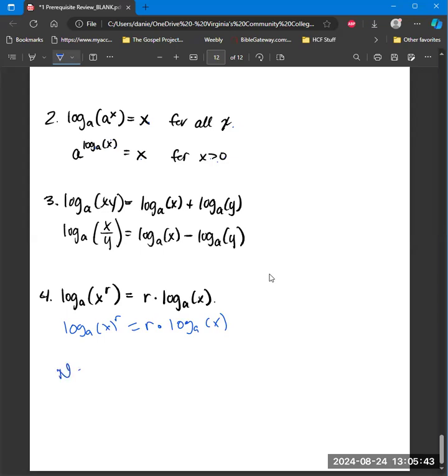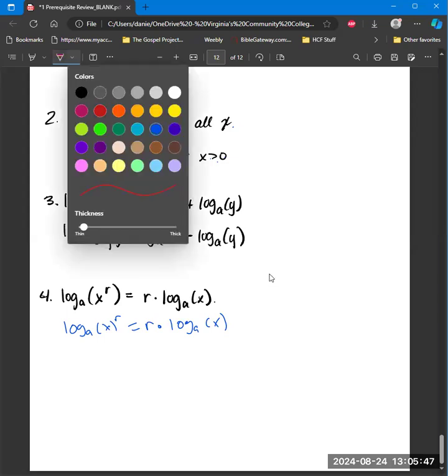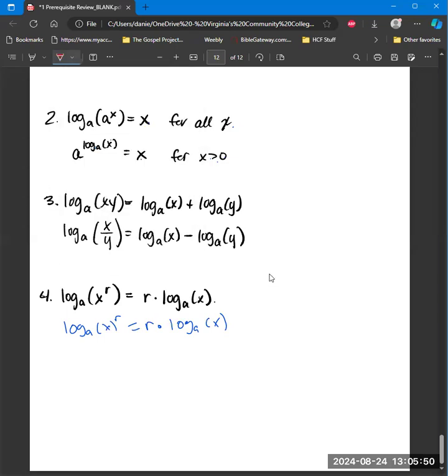Note here, very important note, that log base a of x to the r is not the same thing as log base a of x, raised to the r. Here, x is being raised to the r. Here, the whole log is being raised to the r. Be very careful with your notation there.